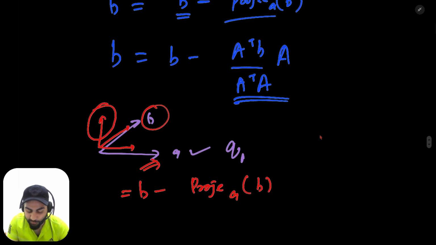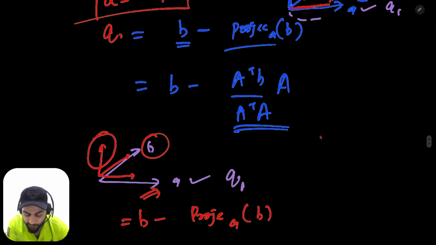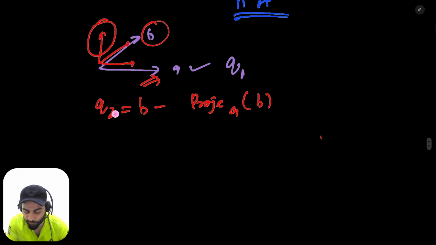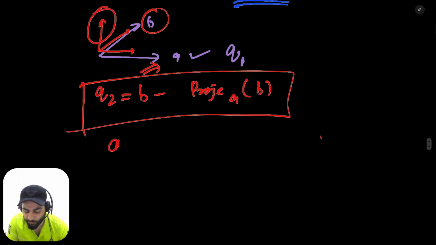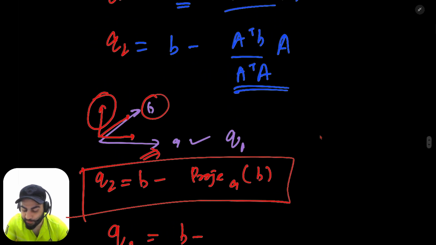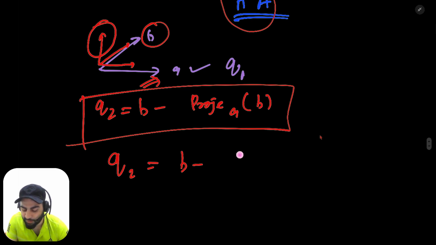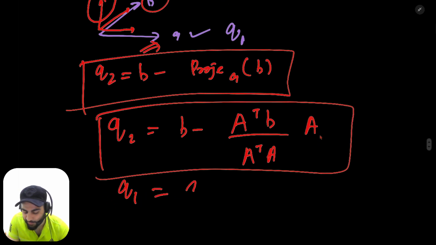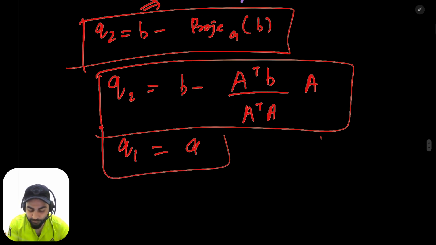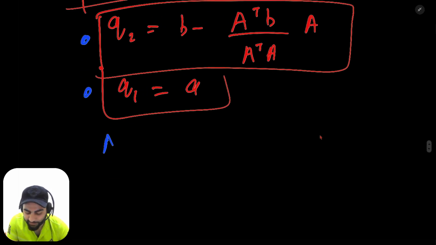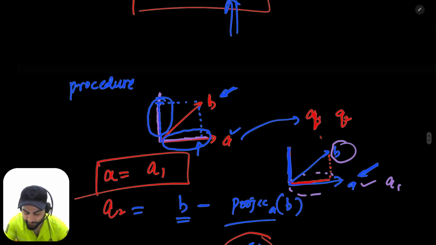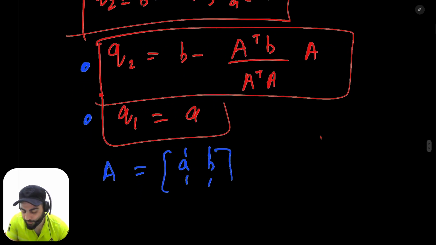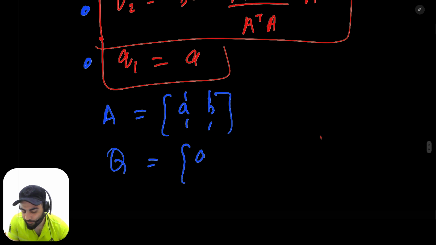This is not B, this is basically Q2. Sorry, this is Q2. So Q2 is equal to B minus the projection, that is, A transpose B divided by A transpose A, multiplied with A. And Q1 is directly our A. So we had this matrix A with columns A and B, and now we have converted it into Q, in which we have Q1 and Q2.